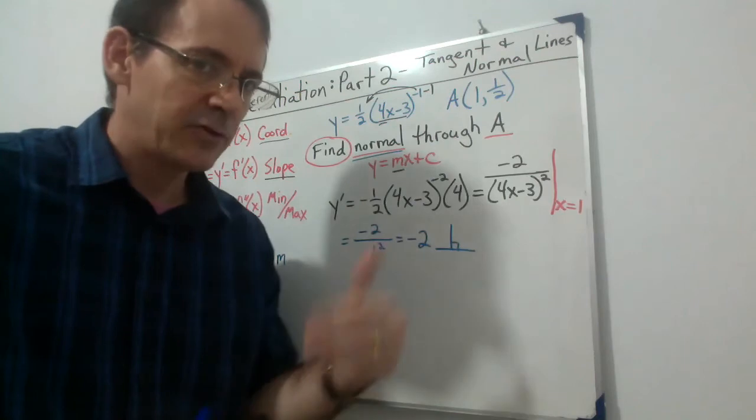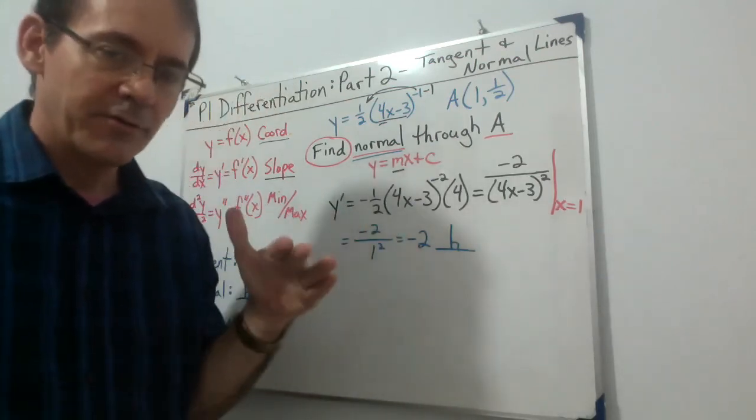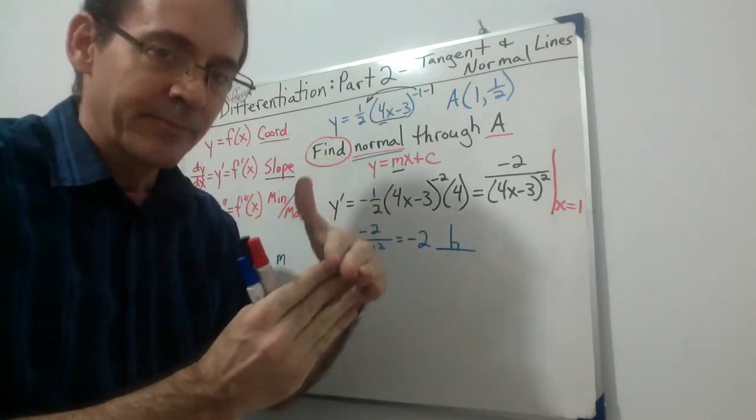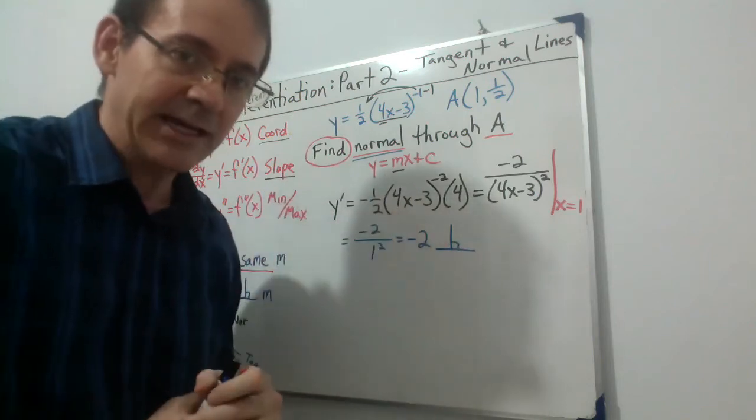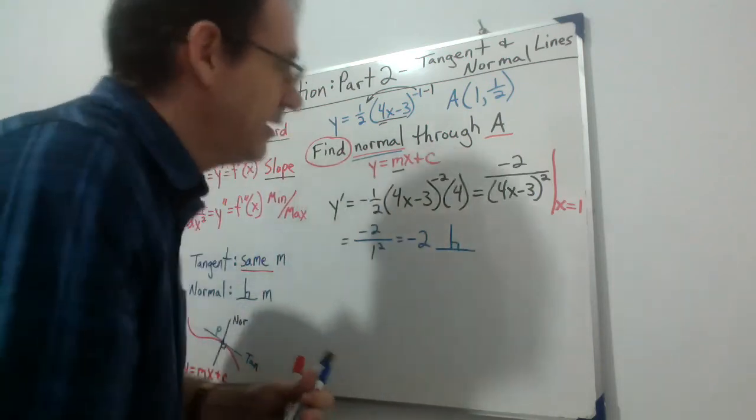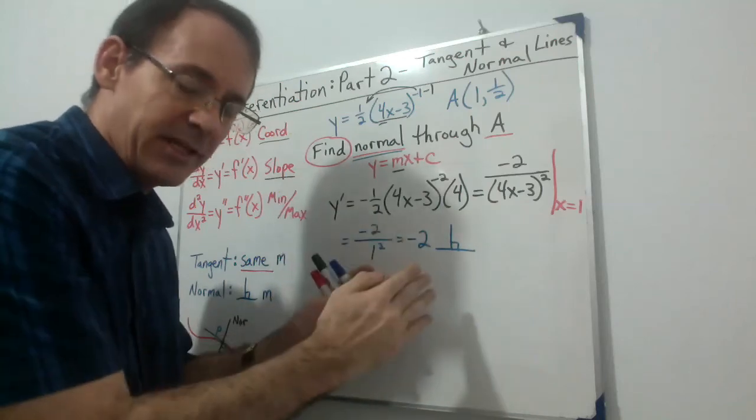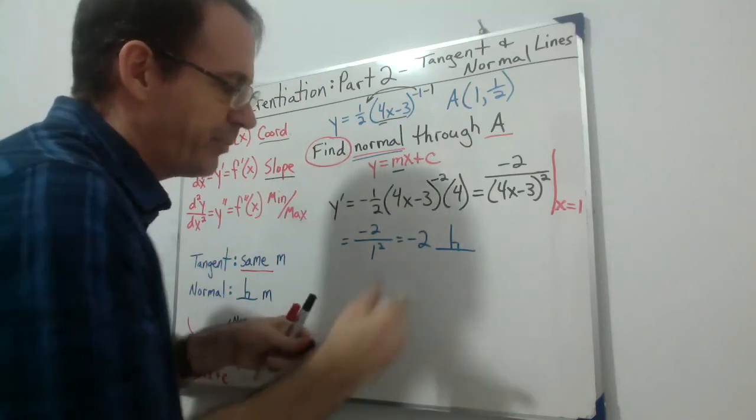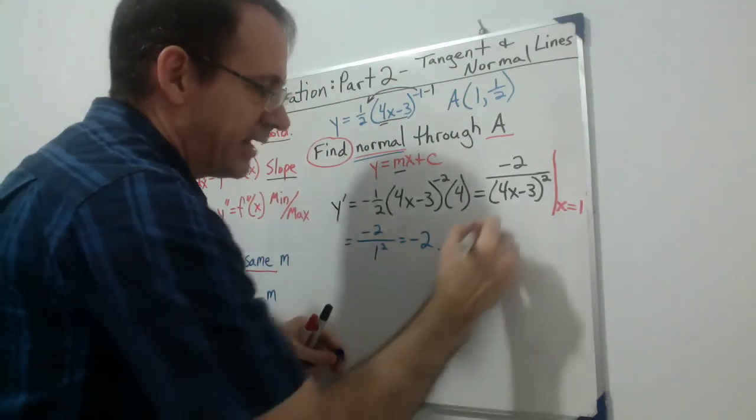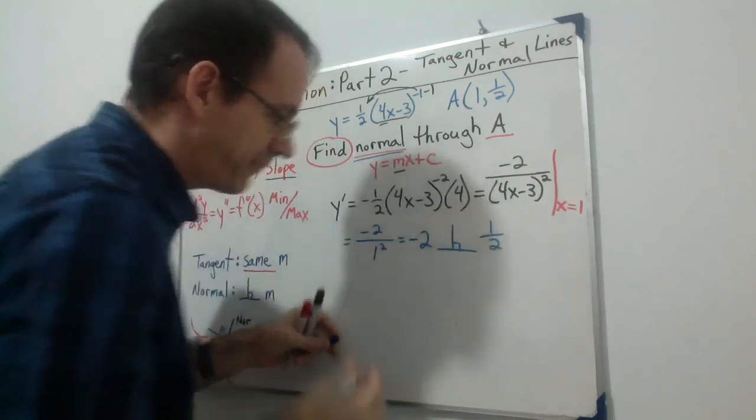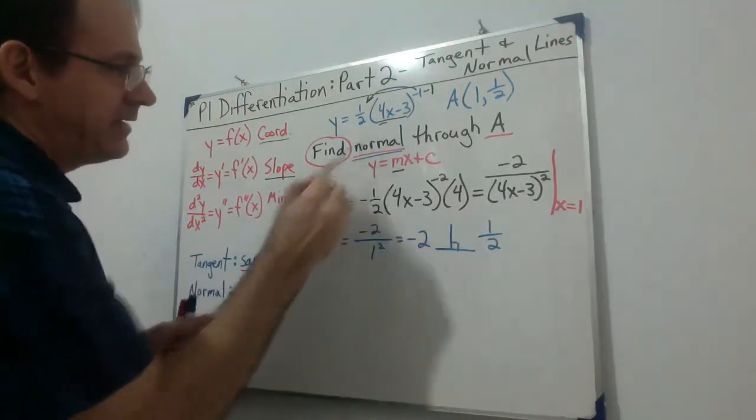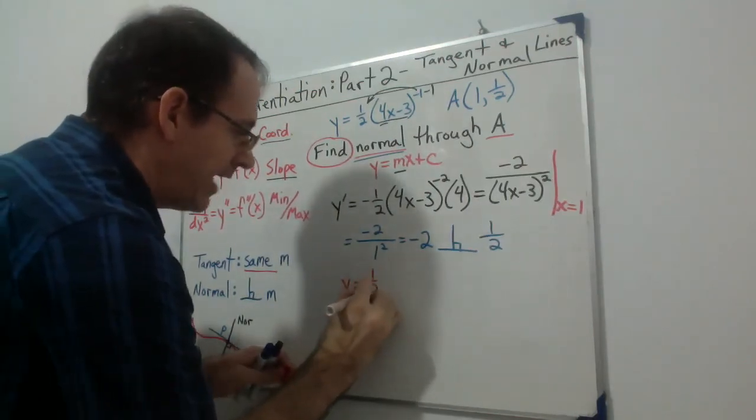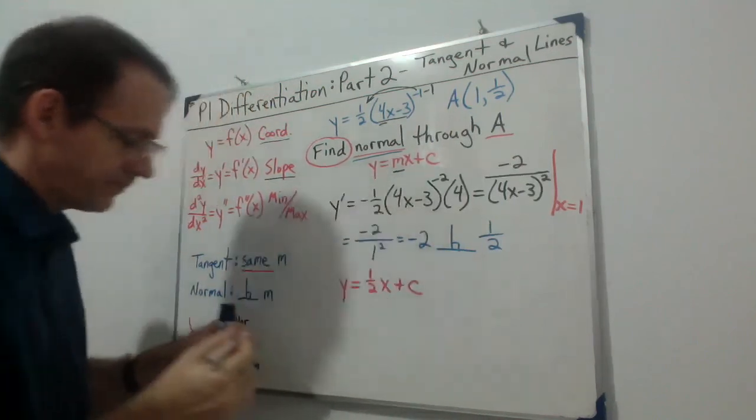Like I said, if you've learned in your science, the normal force is the perpendicular force to the object. If you haven't learned that yet, then I guess you're learning it in math first. But normal is perpendicular. Perpendicular slope, you already learned back in coordinate geometry, is the negative reciprocal. So the negative reciprocal of -2 is 1/2. So now we can find the equation of our normal. Y equals 1/2 x plus c.